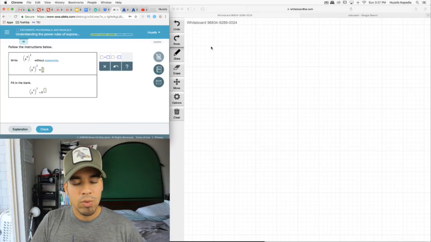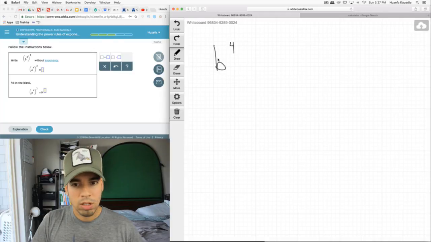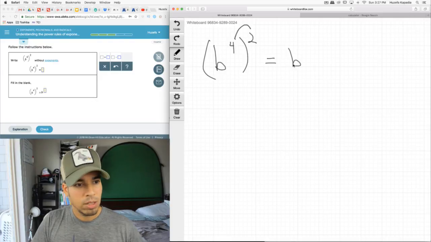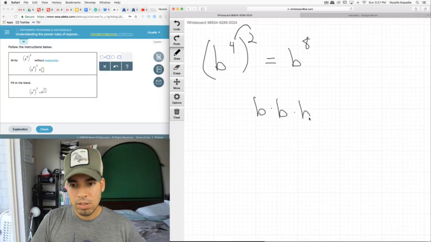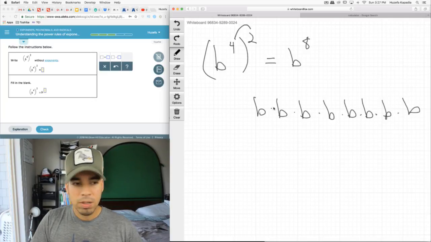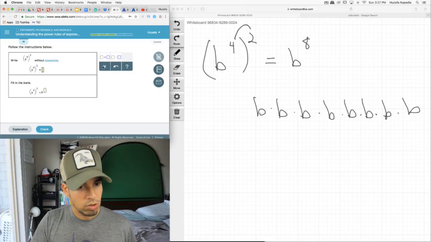Last but not least, now we get to apply that nice rule of the exponent multiplication. So if it's b to the 4th squared, that 2 multiplies that. This actually becomes b to the 8th, which is 8 b's all multiplying each other. So it's b times b times b times b times b times b times b times b. Or it's b to the 8th.